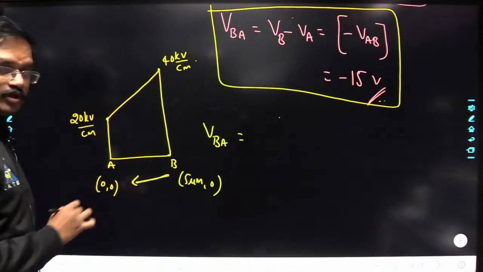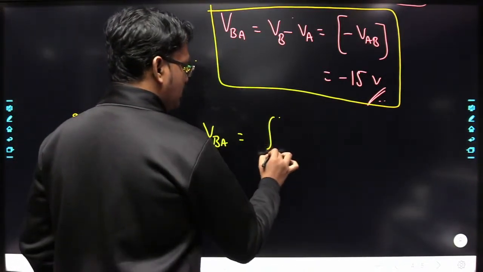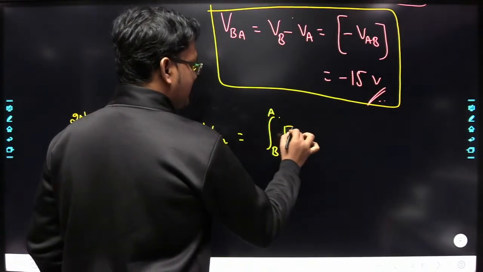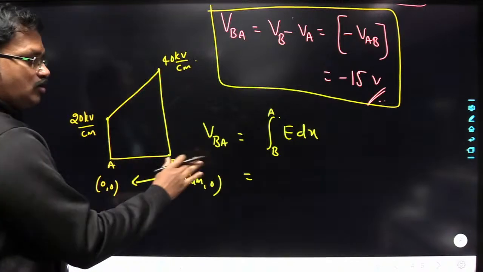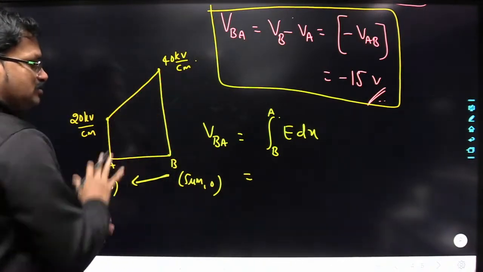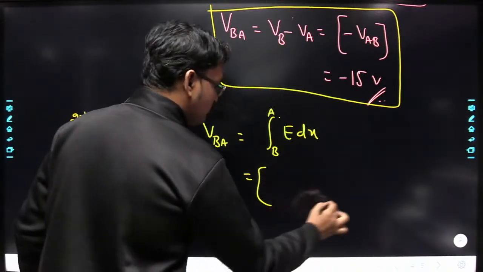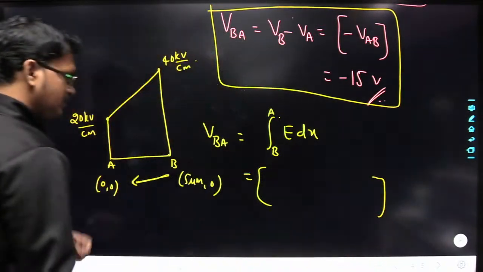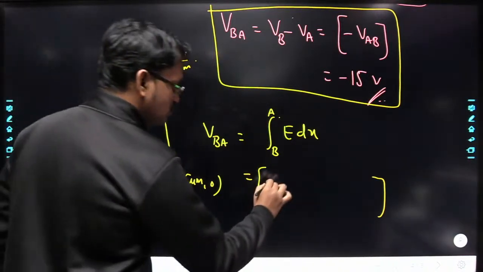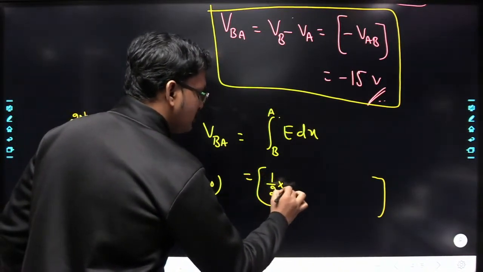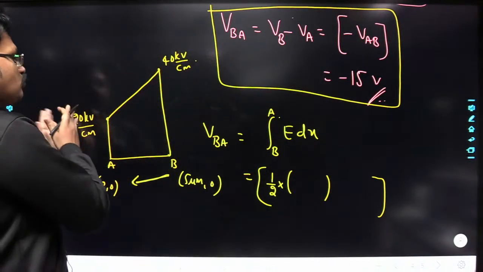Whenever you are writing VBA, that is equal to the integral from B to A of E dx. That means from B to A, you have to determine the area under this curve. I have told you how to calculate the area of the trapezoid: half into the summation of parallel sides, that is 20 plus 40.